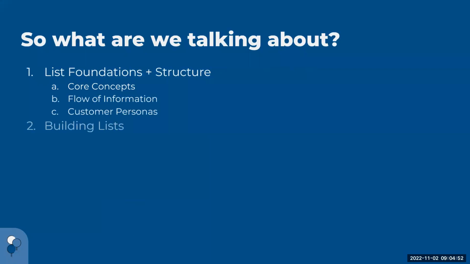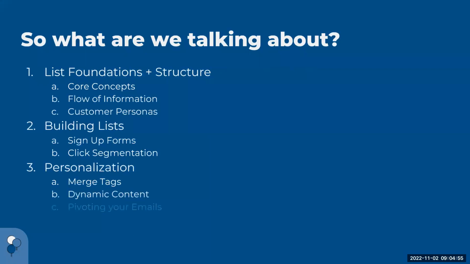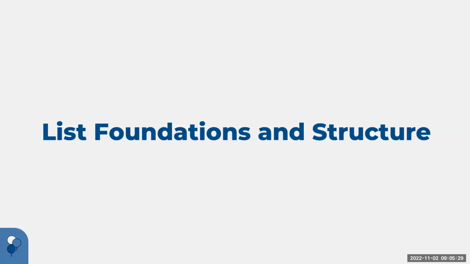So today, what are we going to be talking about? There's a few different categories and then subcategories. First, we're going to go over list foundations, some of the stuff we talked about last time if you were here, and the structure. So core concepts, including the different types of lists and the different types of building blocks within the account, the flow of the information through your account, and also building personas. After that, we're going to talk about building lists the right way. And then the last thing we're going to be talking about is personalizing your email and your deliverables with merge tags, dynamic content, and pivoting your emails down the road. So jumping right in, let's talk about some list foundations and structures.